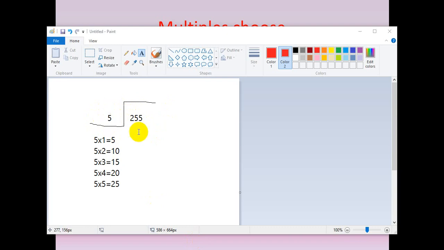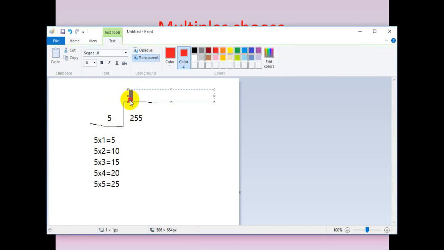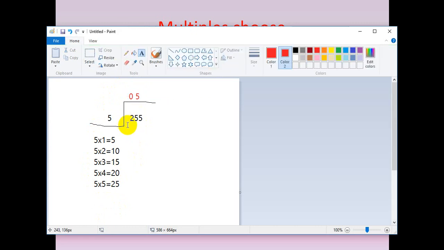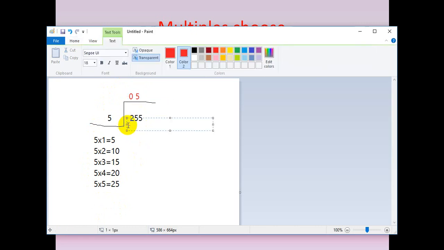First, we start from the greatest place value. What is the greatest place value here? It is 2. But 2 is smaller than 5. What can I do? We put 0 up and take 2 digits: 25. 5 times what equals 25? 5 times 5. We write 5 up and write here minus 25.